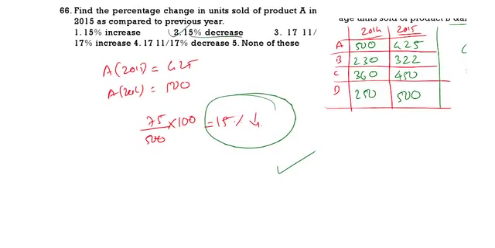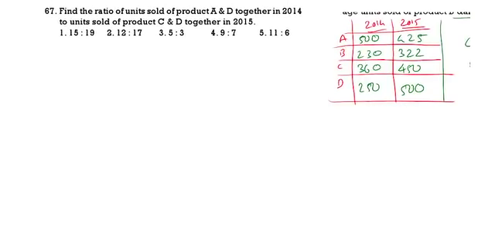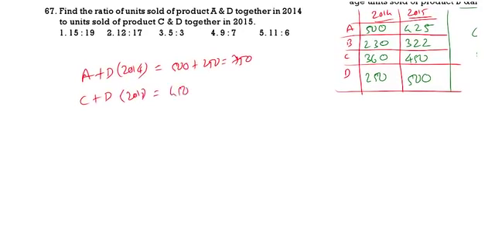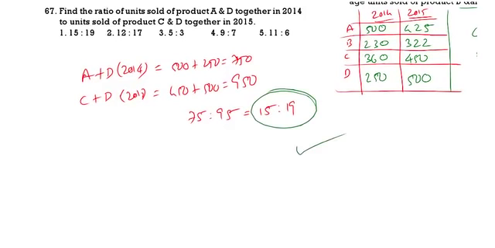Now 67. Find the ratio of A and D in 2014 to C and D in 2015. What is A plus D in 2014? 500 plus 250, that is 750. Then C plus D in 2015, that is 450 plus 500, that is 950. What is the ratio of 75 to 95? That will be 15 is to 19. The correct answer is 15 is to 19. See the next one.